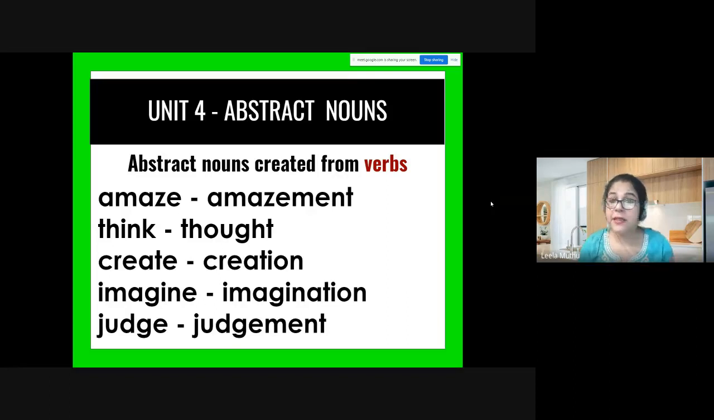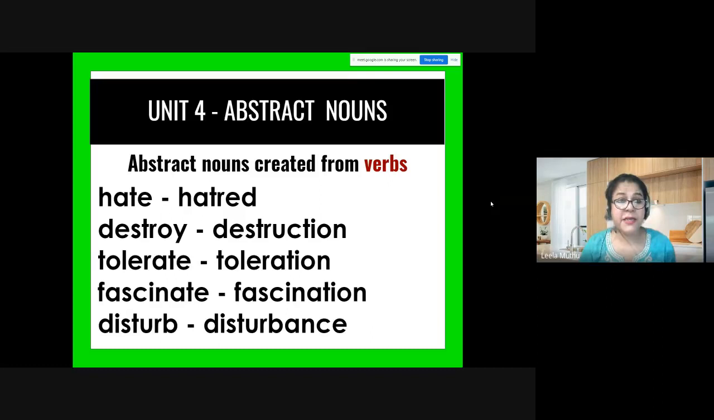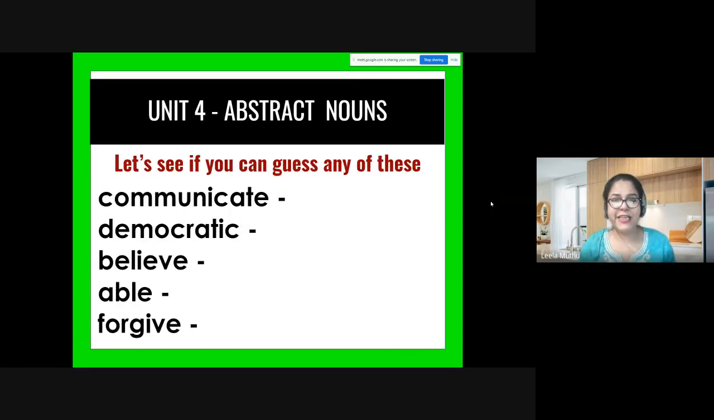Amaze, amazement, think, thought, create, creation, imagination, judge, judgment, announce, announcement, arrange, arrangement, detect, detection, migrate, migration, immigrate, immigration, hate, hatred, destroy, destruction, tolerate, toleration, fascinate, fascination, disturb, disturbance. Now let's see if you can guess any of these.